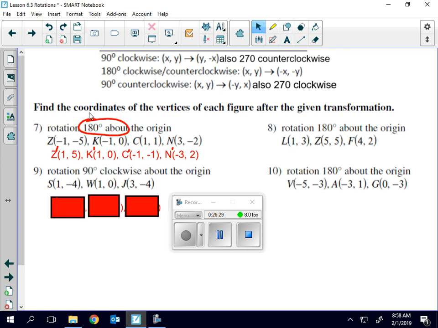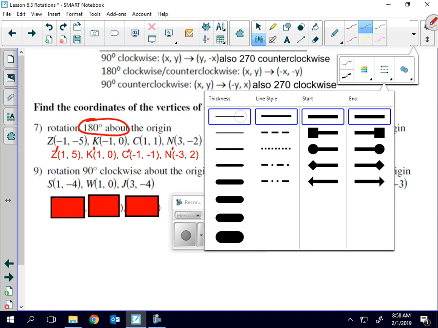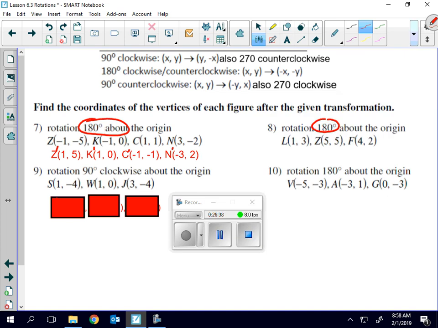All right, number 8. Again, 180 degrees, opposite signs. Let's do it together here. So L prime is just opposite, opposite. Z prime, opposite, opposite. F prime, opposite, opposite.